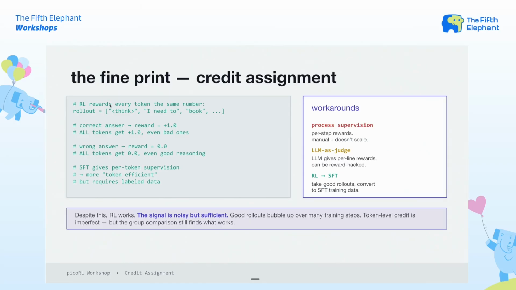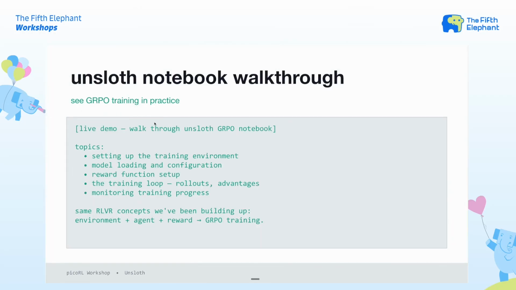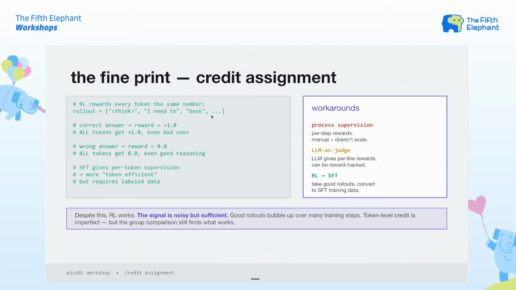So let's say you're trying to train the model to reason, to teach the model how to reason, which means a think token, some valid text, then a think end token, and then the answer, right? So your rollout looks like this: think I need to do this, blah blah blah, right?